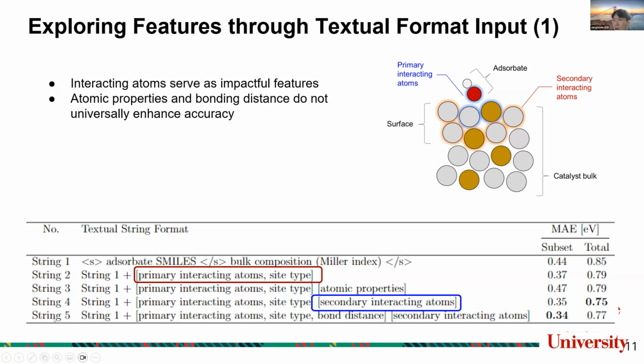And also for string type 5, we added the bond distance of the primary interacting atoms. But this also does not help boost the accuracy when it comes to the total MAE. So the bond distance is also not a generalizable feature which can help the model capture the structure-energy correlation. As such, we can effectively explore the feature space by conducting an evaluation study using different text input data.